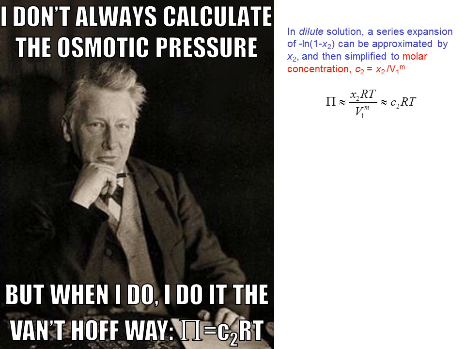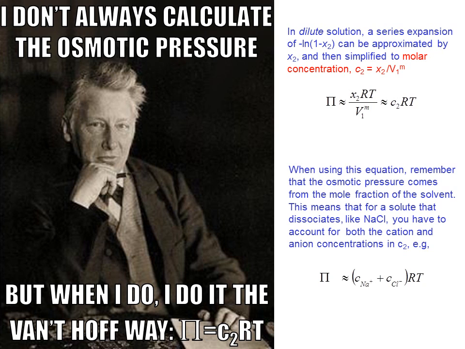In dilute solution, we can take a series expansion of log of 1 minus x2. So dilute solution means x2 is much, much smaller than 1. That can be approximated, as it turns out, to just x2, and then we can further simplify it to molar concentrations by taking the mole fraction and dividing it by the molar volume of the solvent, and that gives us a simplified approximate expression for the osmotic pressure that looks a lot like the ideal gas equation. Osmotic pressure is concentration of solute, molar concentration, times R times T.